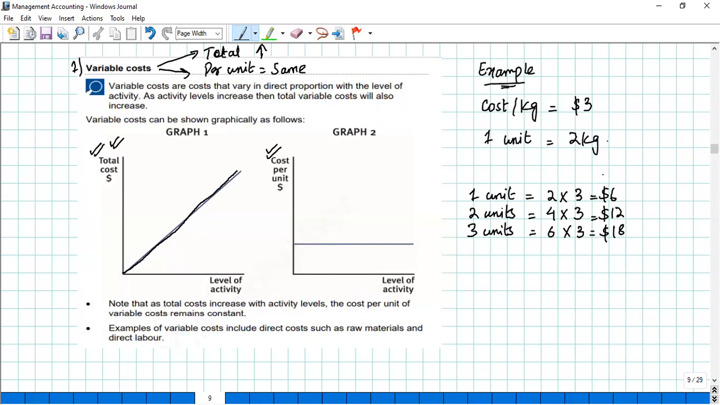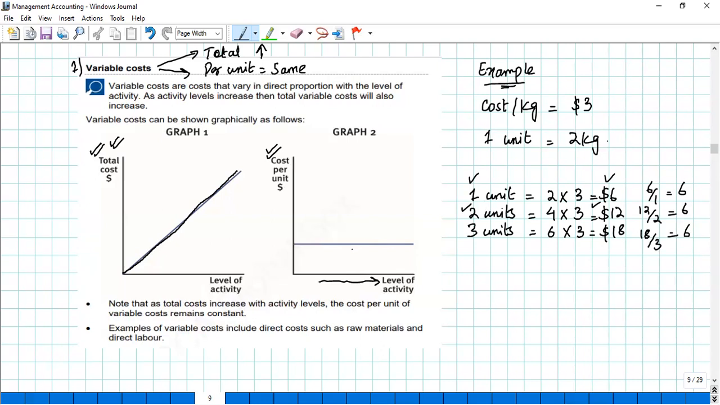Now, with the same example, let's discuss the cost per unit. For 1 unit, cost was 6. So what is cost per unit? 6 divided by 1, that is 6. For 2 units, cost was 12. So what will be cost per unit? 12 divided by 2, again 6. For 3 units, cost was 18. So what will be cost per unit? 18 by 3, that is 6. So you can clearly see that cost per unit remains the same. Because the cost per unit remains the same, the graph is a straight line graph. As the level of activity is increasing, there is no effect on cost per unit. So this is the variable cost.